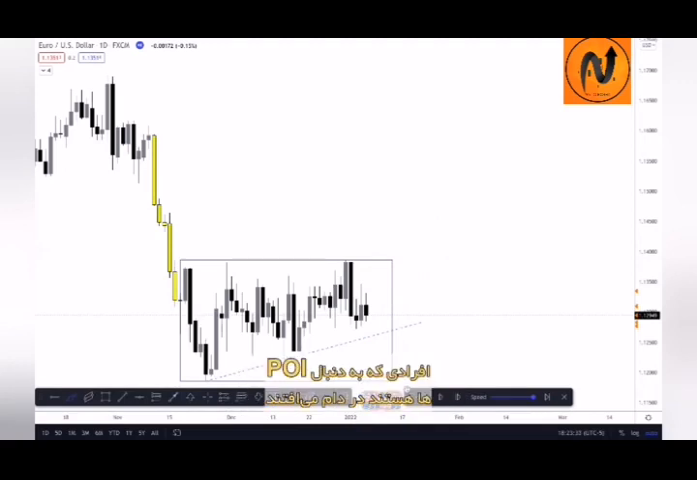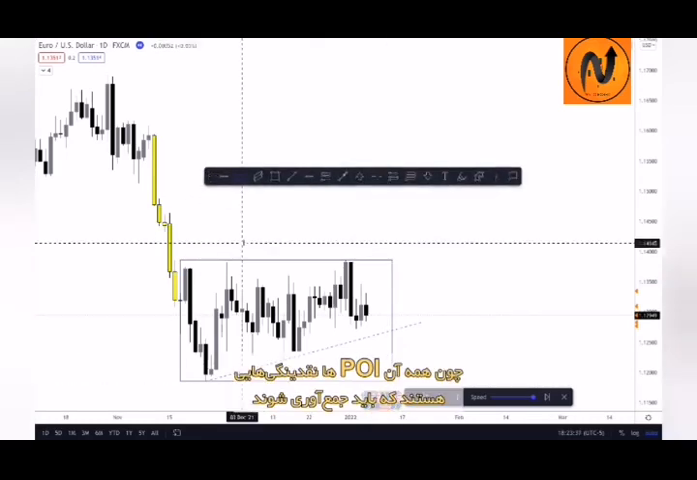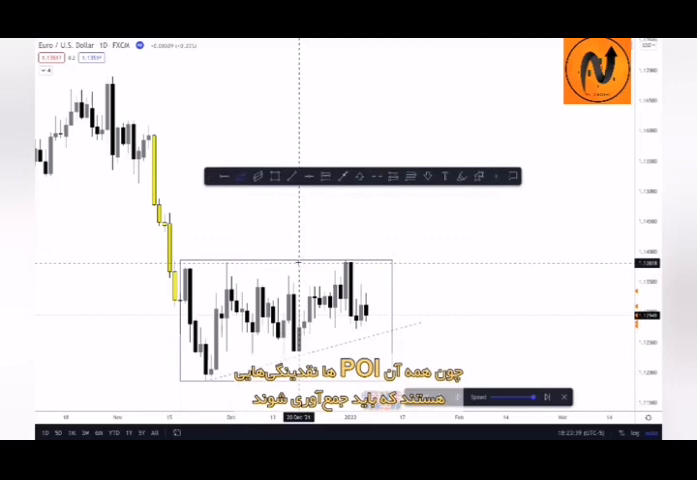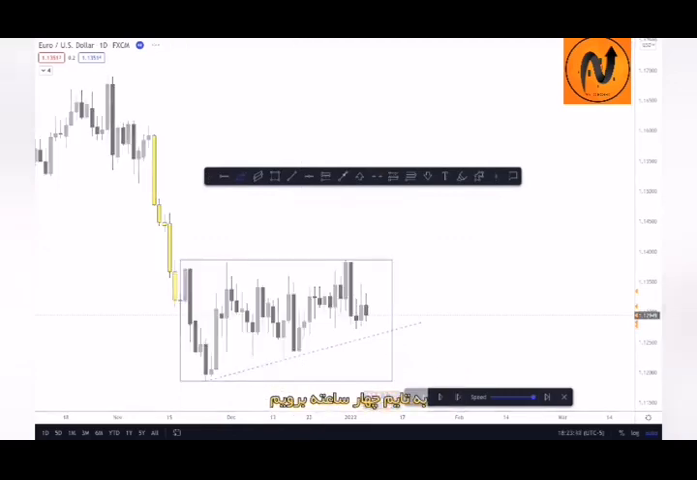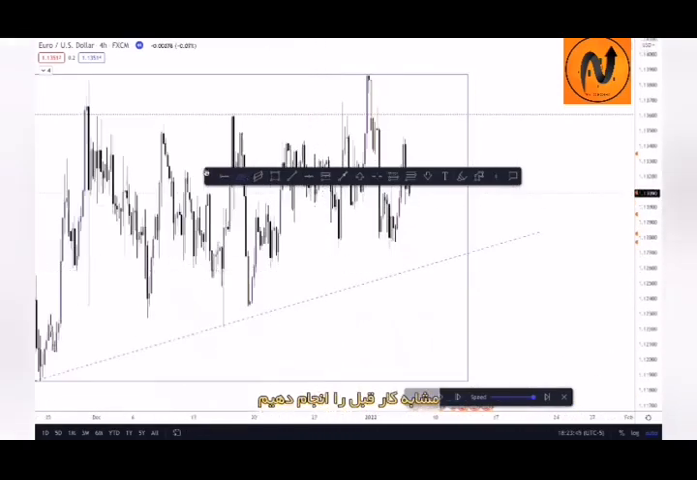Right, as you can tell, those who are looking for POIs are those being trapped. The reason why they're getting trapped is because those POIs are all liquidity that's being swept. Let's hop into the 4-hour. Let's do the same thing we were doing before.